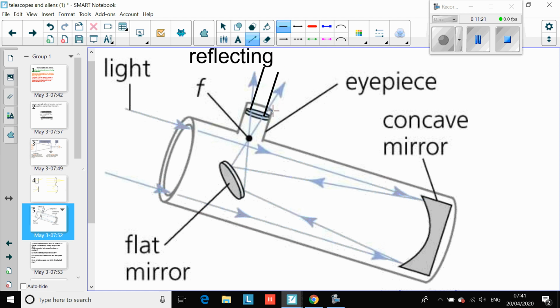Okay, so pause the video now and please copy this up into your book with an explanation, 3, 4 sentences about how it works, please. Off you go.